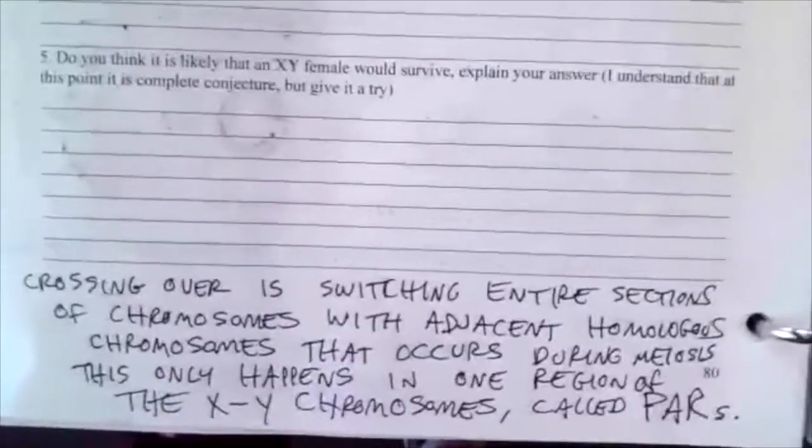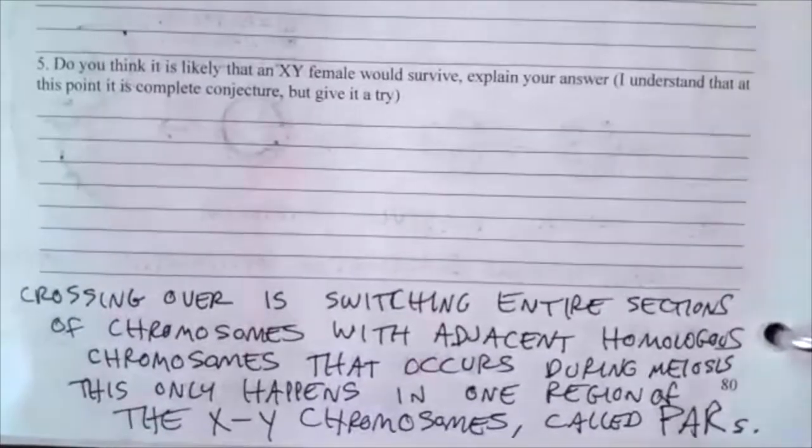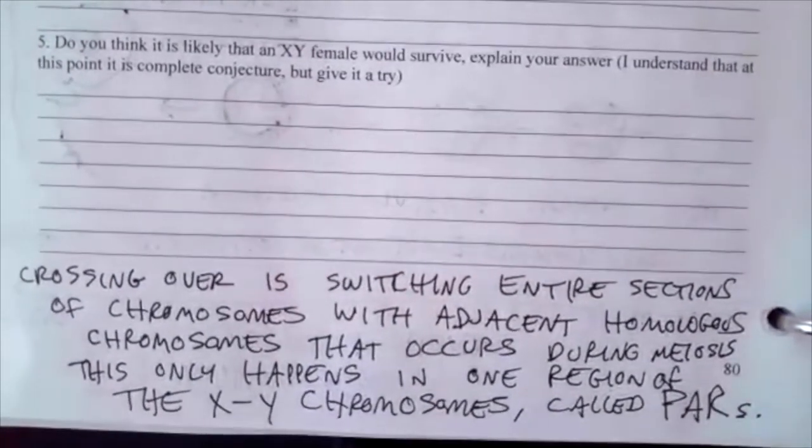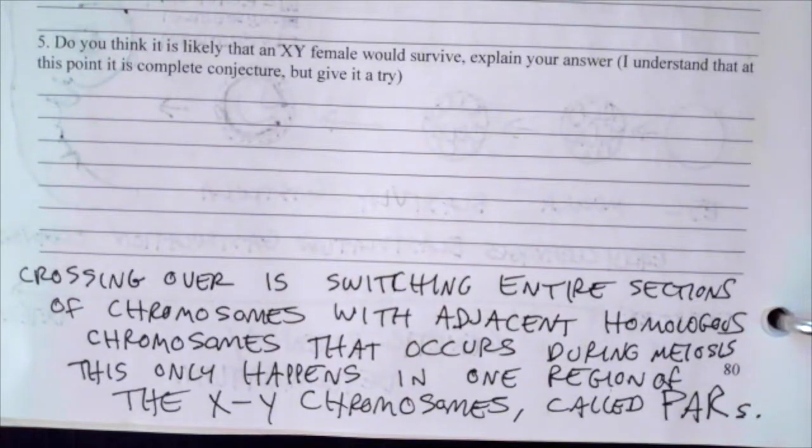We said crossing over is switching entire sections of chromosomes with adjacent homologous chromosomes that occurs during meiosis. This only happens in one region of the XY chromosomes called the PAR. So make sure that you have that piece of information. It's essential to understanding the questions I'm going to be asking. But for the sex chromosomes, the XY chromosomes, crossing over only happens in one region called the PAR. Everyone say PAR.